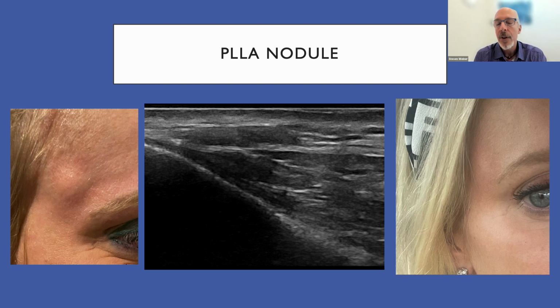And what I did is I told her, and she was a nurse injector, so I recommended that she try to break it up mechanically using a needle or a cannula. And she did so. And you see on the right side, this was a week later, it completely resolved. So I do recommend for most PLLA, as well as calcium hydroxyapatite nodules, you try that at least once. And it usually resolves the problem.